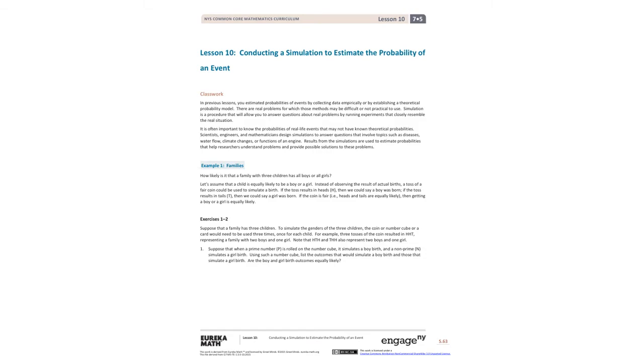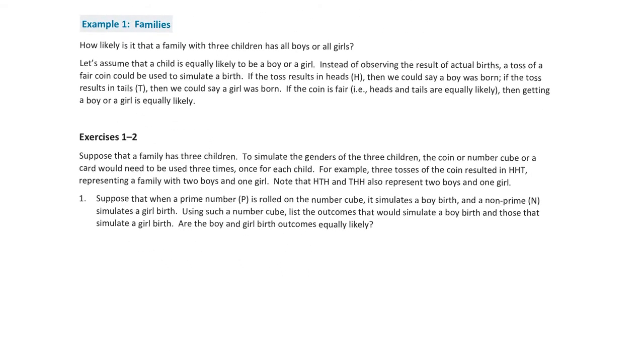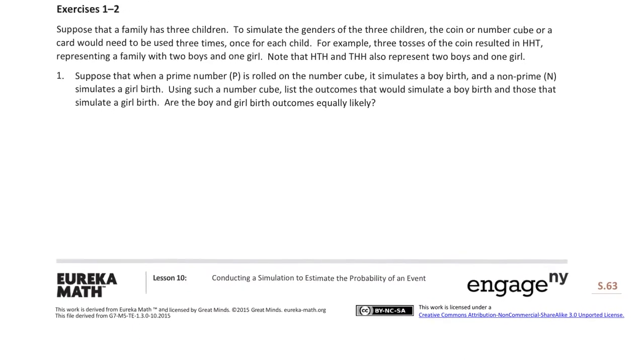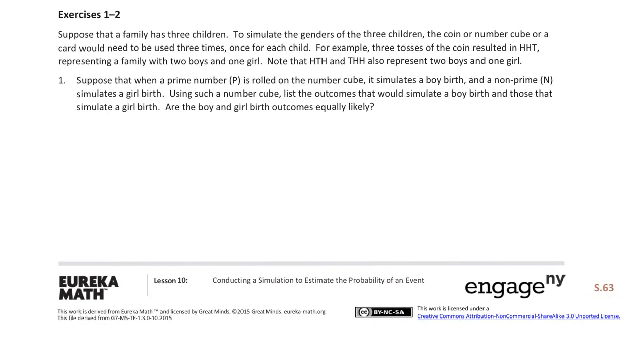All right, so for exercise 1, it says suppose that a family has 3 children. To simulate the genders of the 3 children, the coin or number cube or a card would need to be used 3 times, one for each child. We are just going to use a coin to help us with the probabilities of whether each of these 3 children is a boy or a girl. For example, 3 tosses of a coin result in HHT.